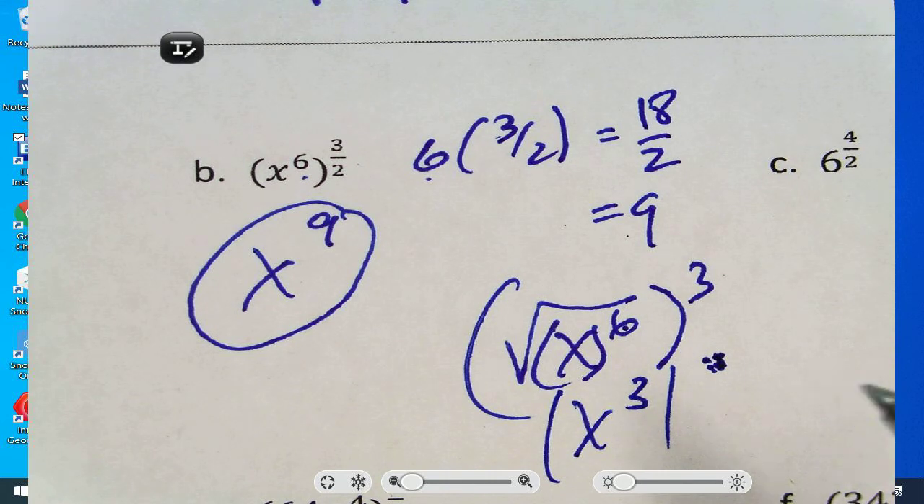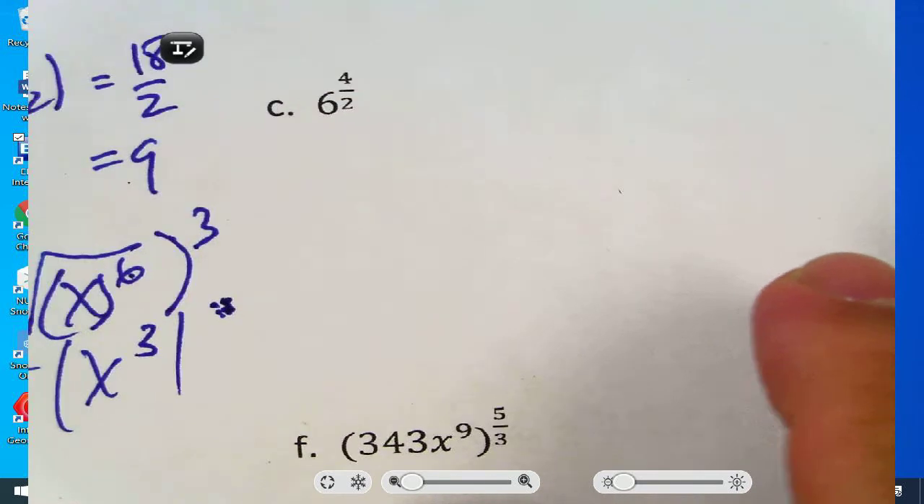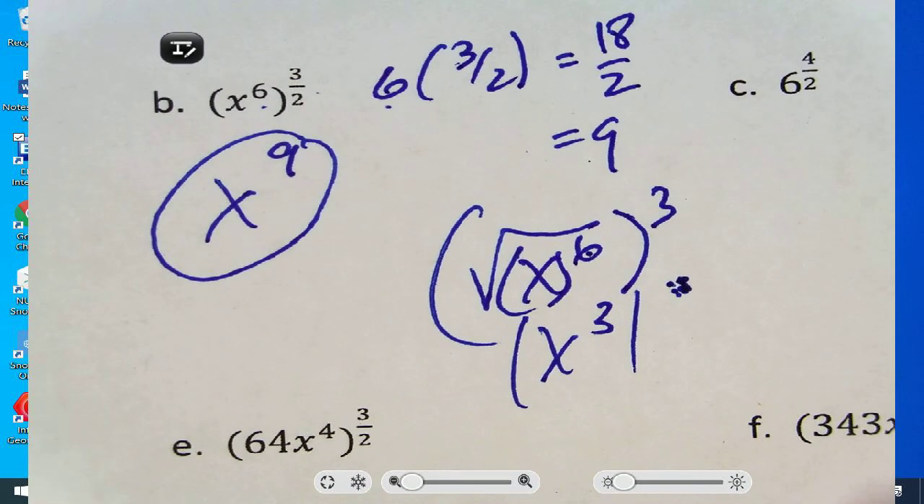And if they see me online with this, they're going to make a comment. You're not a real math teacher. Who cares? Alright. Yes, sir. Did the answer x to the 9? Yeah, the answer is x to the 9.